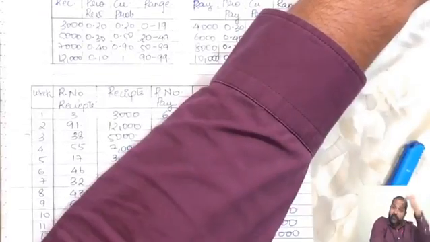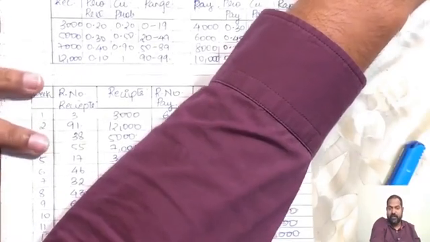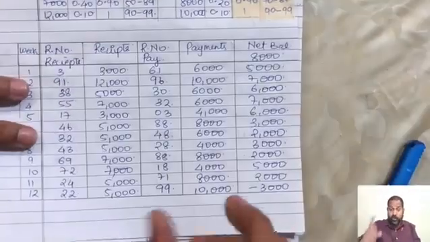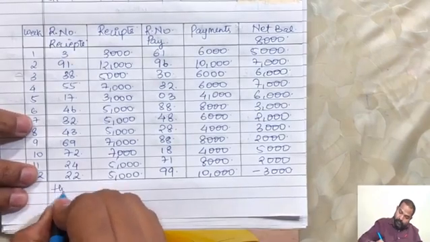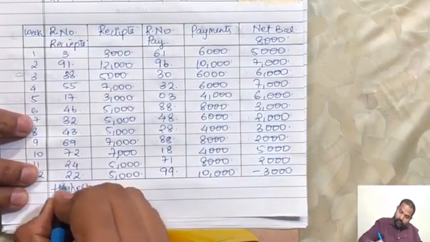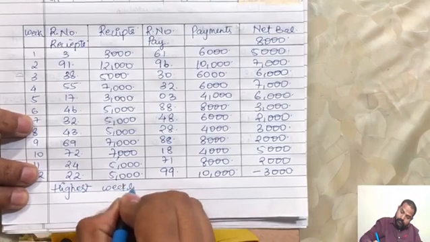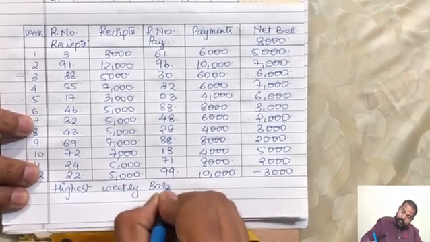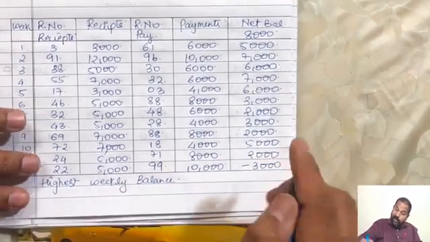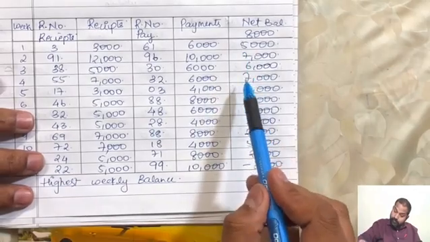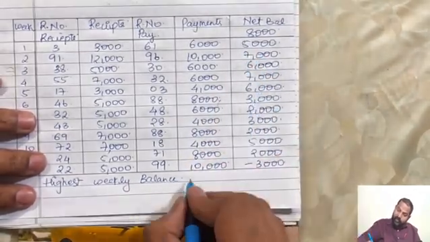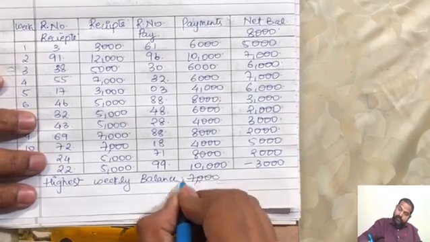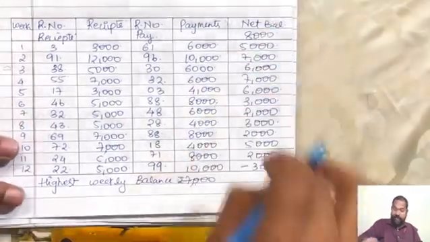See here, they've specifically said give us the average. Previous question they didn't mention, they should have mentioned. Anyway, the highest weekly balance is, I think 7,000. There are two 7,000s. That's it. And average, I will have to take a total.